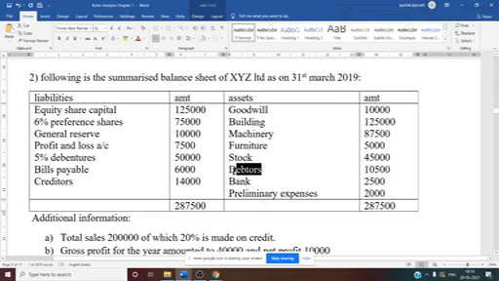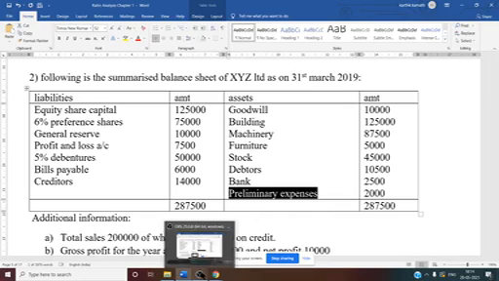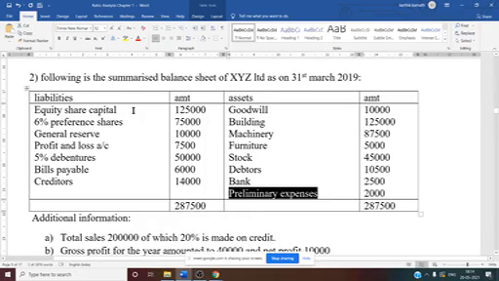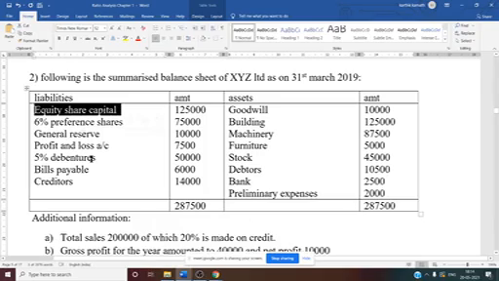Debtor, it is current asset. Bank, current asset. Preliminary expenses is what? It is fictitious expenses or fictitious asset, you can say. Preliminary expenses is a fictitious asset. Now liability side if you see, equity share capital is 1,25,000. That is nothing but shareholders fund. Equity shareholders fund. 6% preference share.